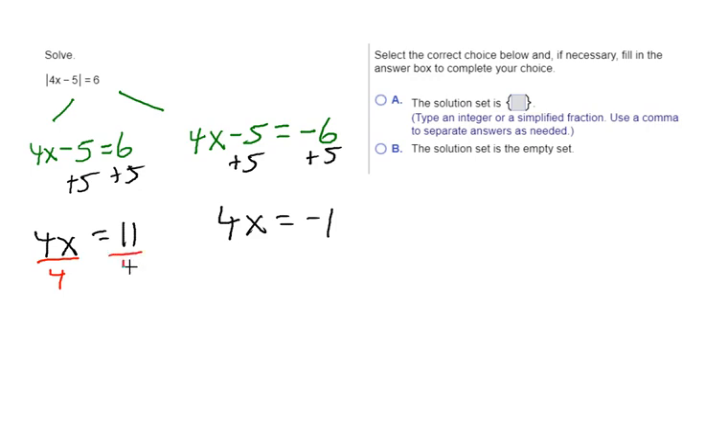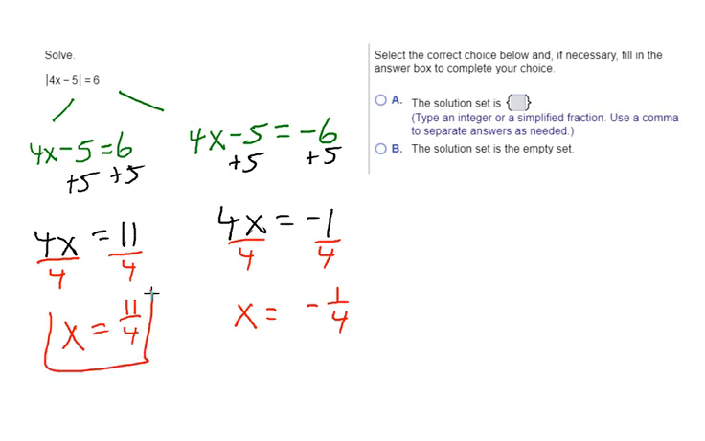Then we'll divide by 4 to get x by itself. We'll do that in both cases. So for the first equation, we get x equals 11 over 4. For the second equation, we get x equals negative 1/4. And these are both valid solutions to this equation.